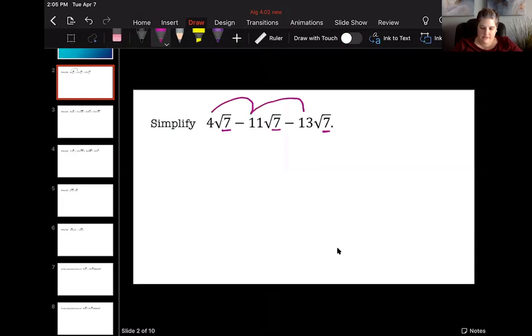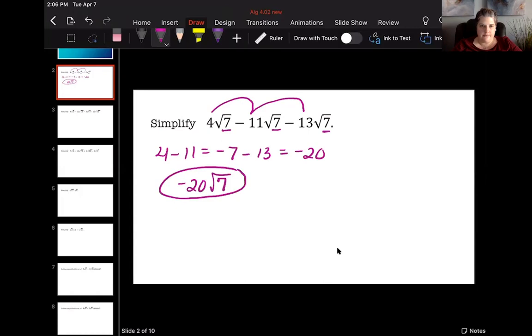Take that answer and then subtract 13. So 4 minus 11 is -7. And then if we subtract 13 more, we get -20. So -20 goes out front, and then the square root of 7 just stays as your answer. And that's all you do for number 1.